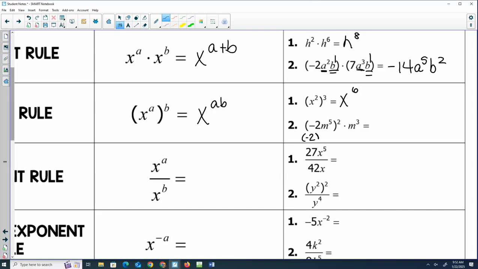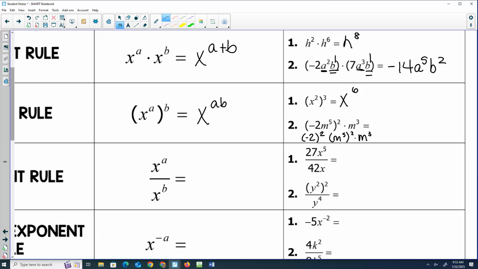So we have to do a -2 squared, m to the 5th squared, and times our m cubed. Okay, -2 squared. If you're doing that on your calculator, it means -2 times -2. So put that -2 in parentheses with the square on the outside. What does that turn out to be? I know somebody in here can tell me what -2 times -2 is. Positive 4. 2 negatives make a positive. So put the -2 in parentheses if you do it on the calculator.